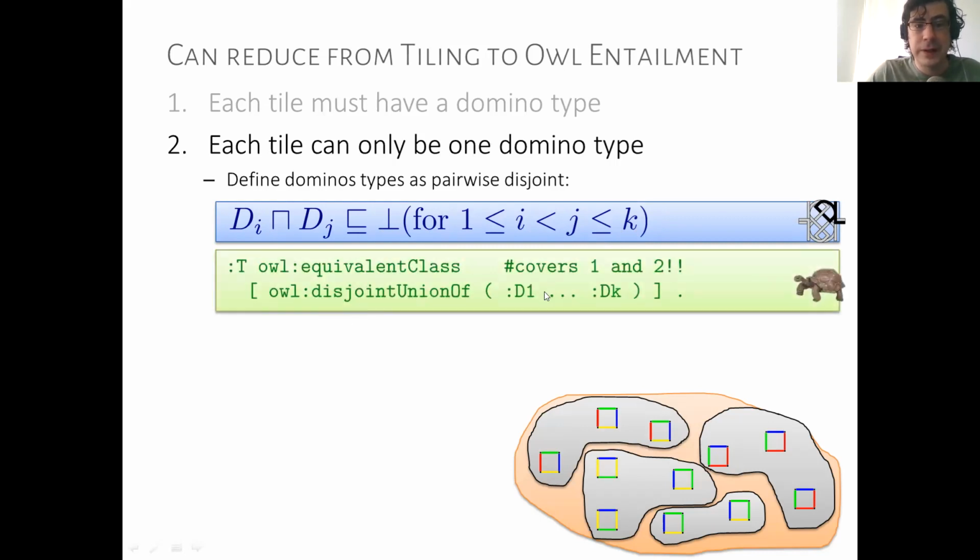Or in OWL, in Turtle, we have this nice shortcut where we can just write owl:disjointUnionOf, which means that every tile is now an instance of one of these domino types. Okay, so it somehow covers 1 and 2. We wouldn't need to define 1 anymore because this defines both 1 and 2, that each tile must have a domino type and each tile can only be one domino type. So this gives us this situation here, which is what we're looking for. Essentially it tells us that every tile must be an instance of at least one domino type.